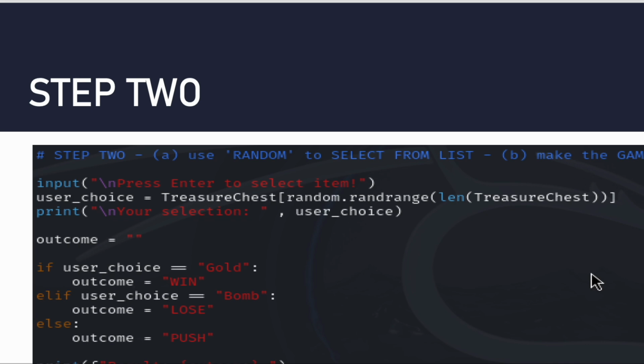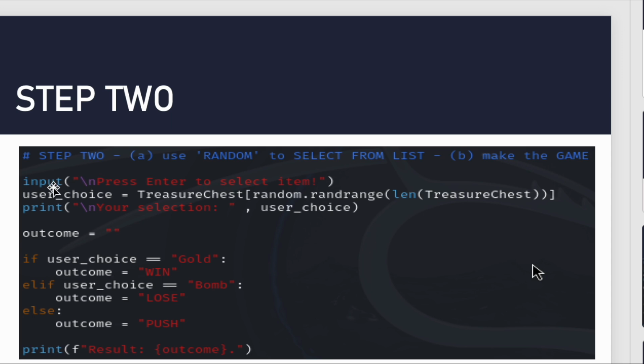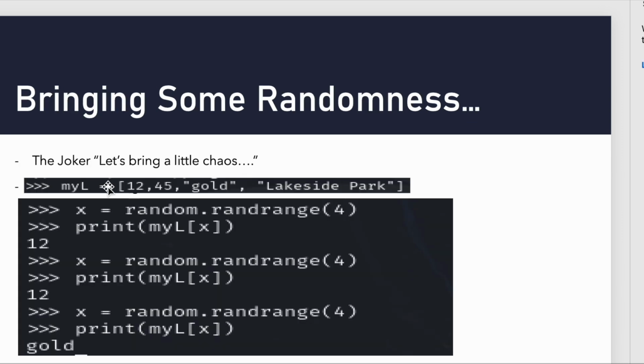And let me move this over a little bit, just to fit things in. And we have input, press enter to select type. Now this is what we call the raw input trick. The new line gives us a new line just for formatting, and this is the user choice that will happen. If you go back to the other PowerPoint slide regarding this, my list is equal to 1, 2, 4, 5, gold, and then Lakeside Park, and random range of 4 gives us the value of x, and that's going to give us the randomized index from that list.